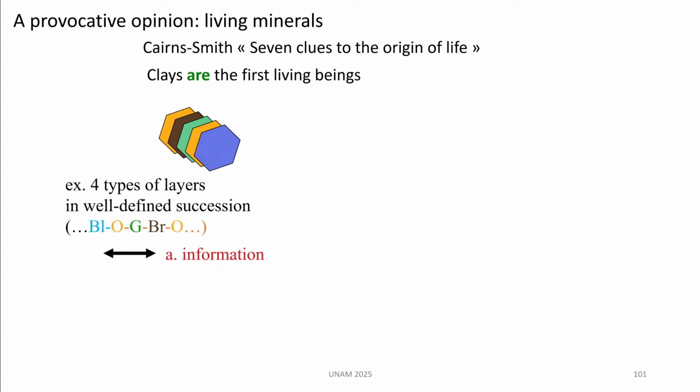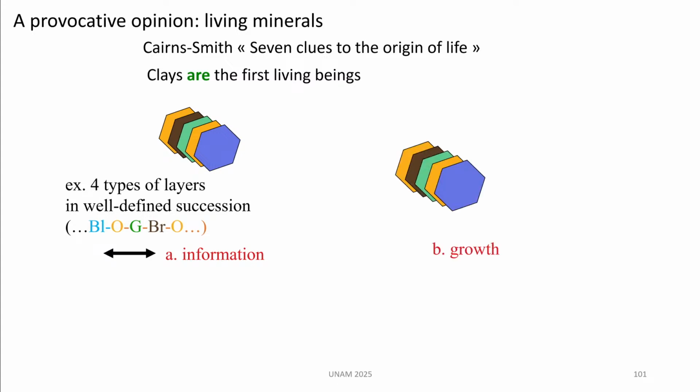And he said, well, I'm a mineralogist, and I know that clays can also hold linear information. Now, in detail, it would be complicated to explain, but there are slight differences in chemical composition and also crystallographic orientation that make it so that there are indeed different types of clay layers. Just to illustrate it, I have represented them as orange, green, brown, and blue. So we have a sequence of clay layers, which is an informational sequence.